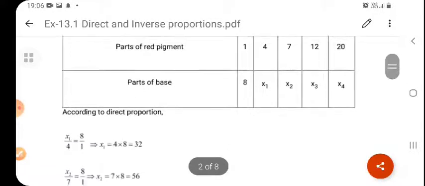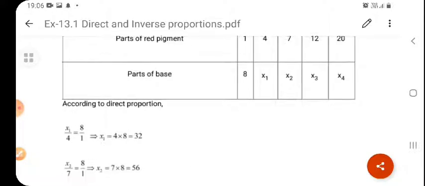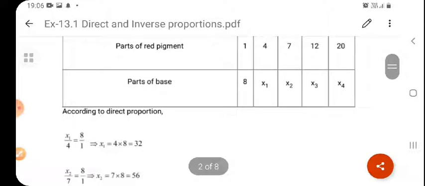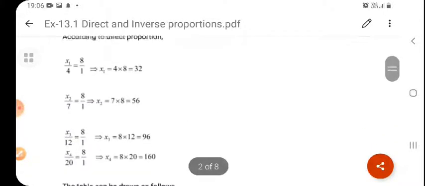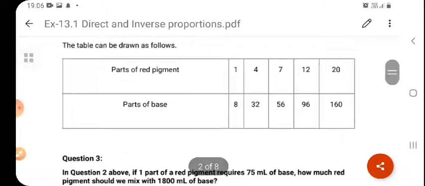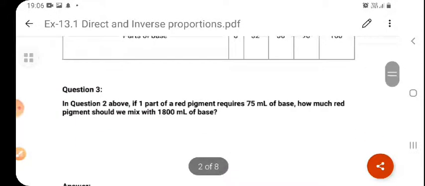Now x2 upon 7 is the same as 8 upon 1, that is x2 is 56, and x3 upon 12 is 8 upon 1, and x4 upon 20 is 8 upon 1, which is 160. So here we will write the values of x1, x2, x3 and x4. Generally we have to calculate the ratios here.